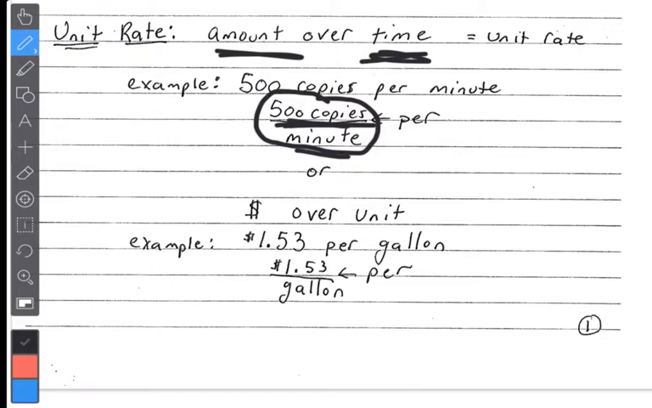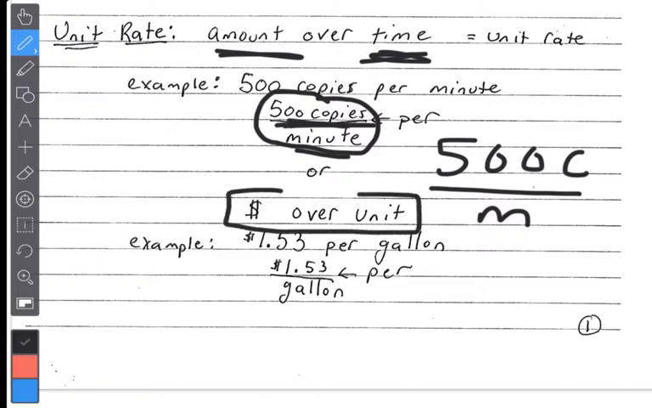So when I write 500 copies, I'm just going to put a C for copies. Your fraction bar means per, and then minute I'll put down here like 1 minute. Okay, so the other thing that we need to remember is that it's money over unit. So whenever we're talking about money, we put the money on top. So let's say you're buying gas and it's only $1.53 per gallon. So we write the money over, which means per, the fraction bar, and then gallon. So it's money over gallon.